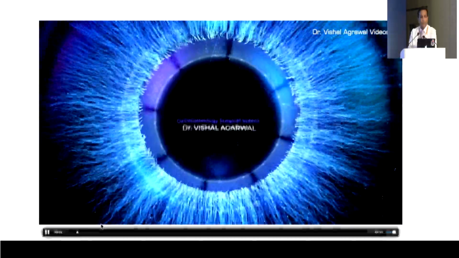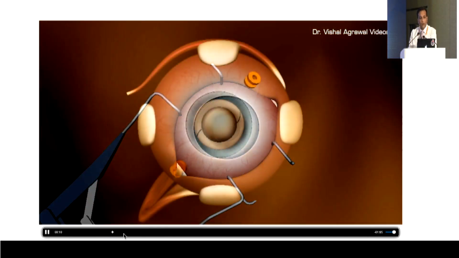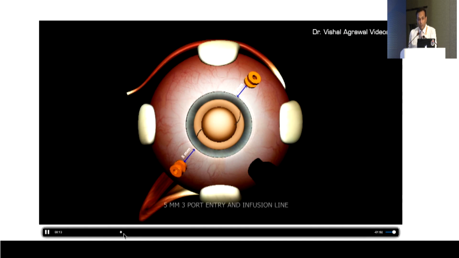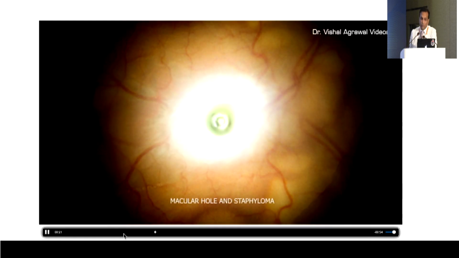So this is what we have been following for the past 3 to 4 years. And this is a small animation showing that first you make the trocars around 4.5 to 5 mm from the limbus. You will not go through the retina. The maneuverability becomes very easy. With the routine instruments, you can reach the posterior pole very easily.